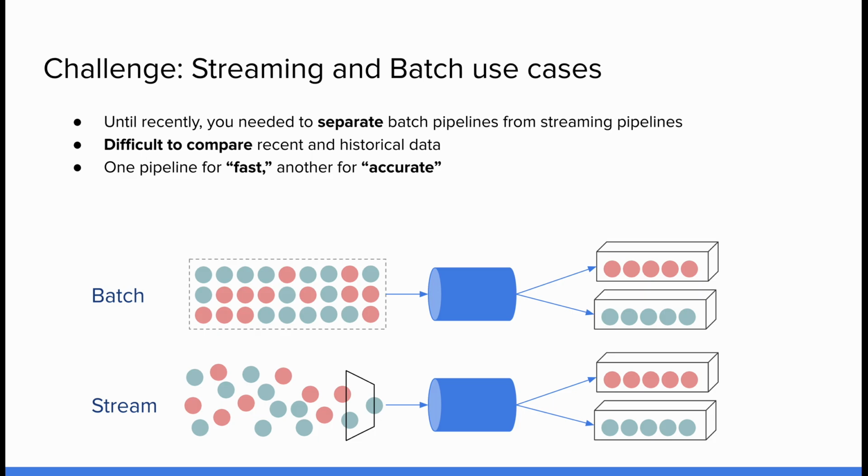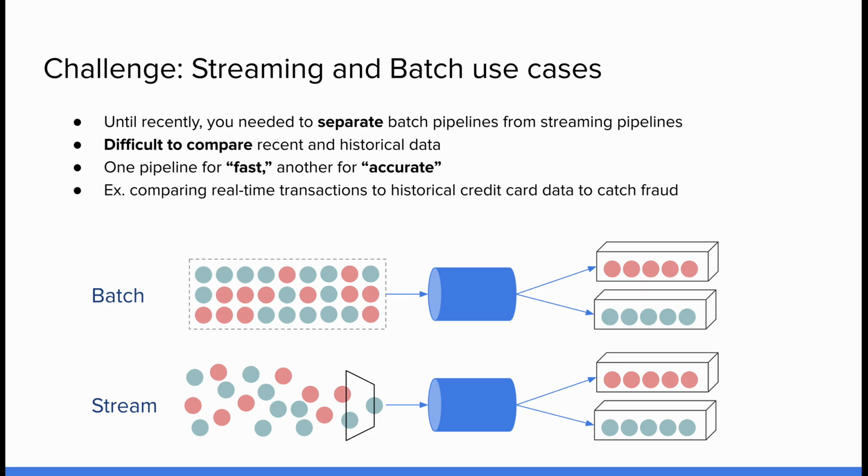For example, monitoring credit card transactions for fraud involves comparing real-time activity with historical data. Using separate tools or pipelines for this complicates the process, as it requires syncing data from both sources. This can lead to delays and inconsistencies, and this setup also adds operational overhead and makes scaling more challenging because you're using separate tools.